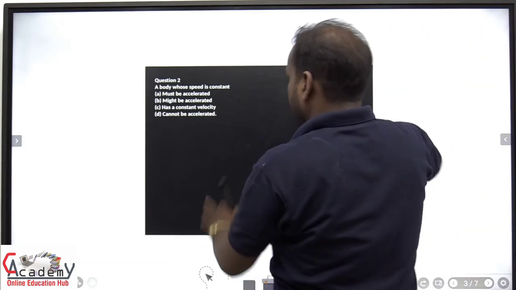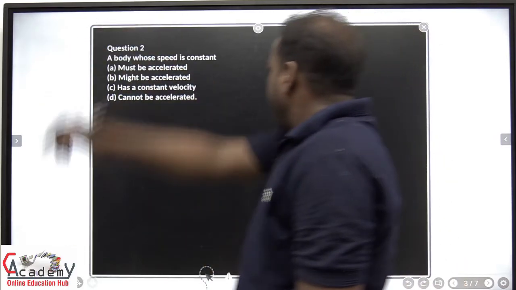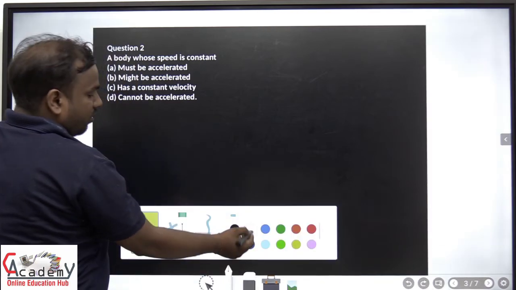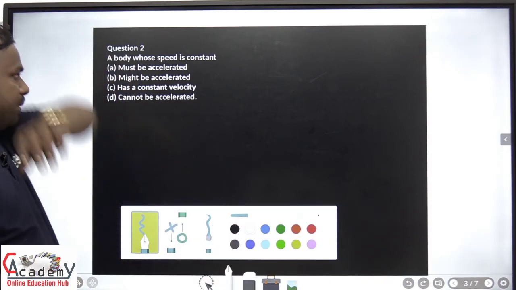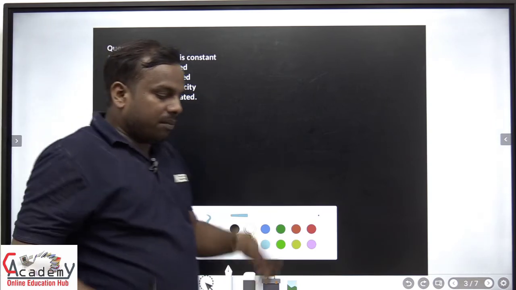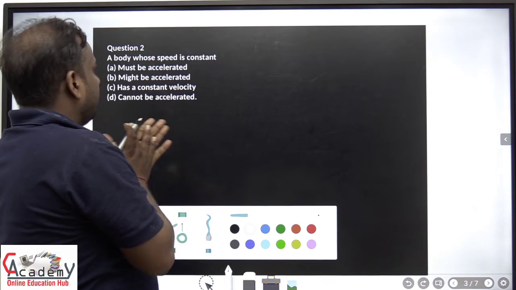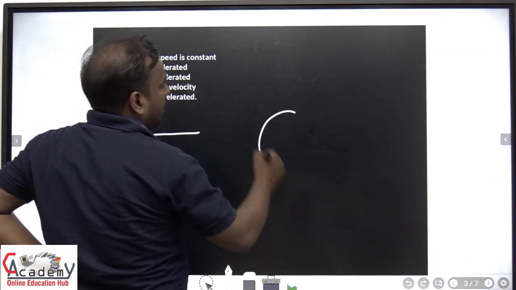Next problem is a body whose speed is constant. If the speed is constant, it means a body can move in two ways, either in a straight line or in a circular path.